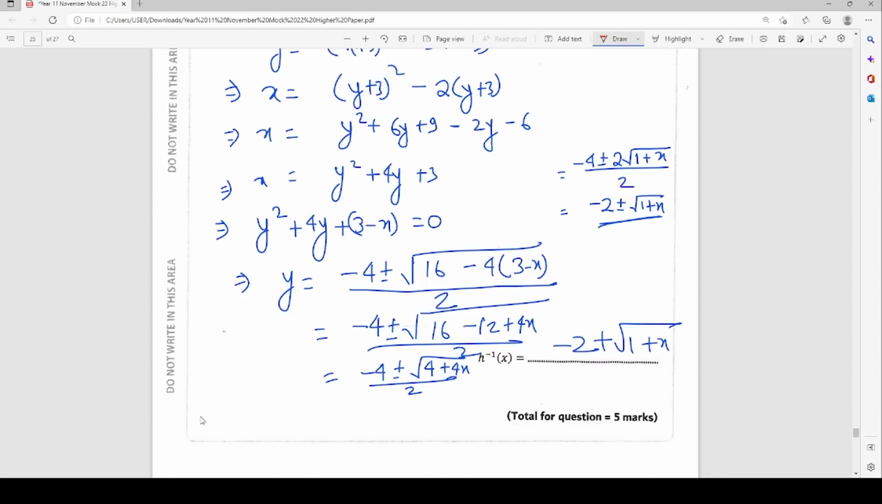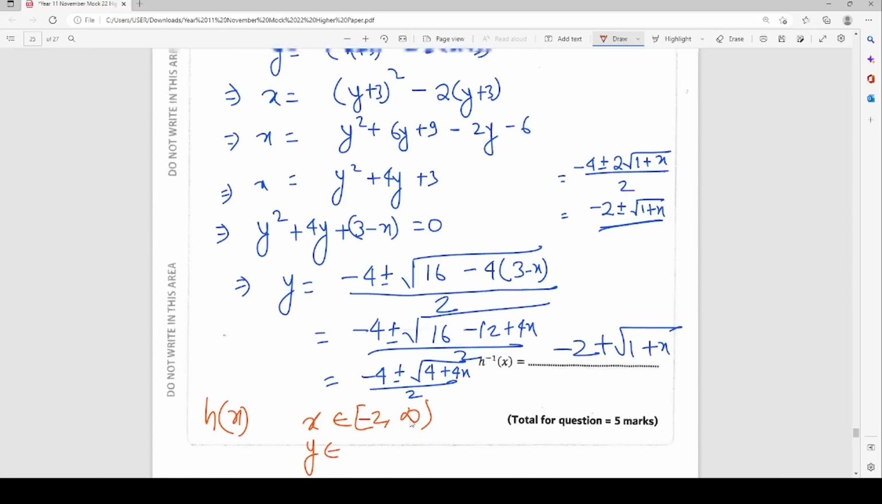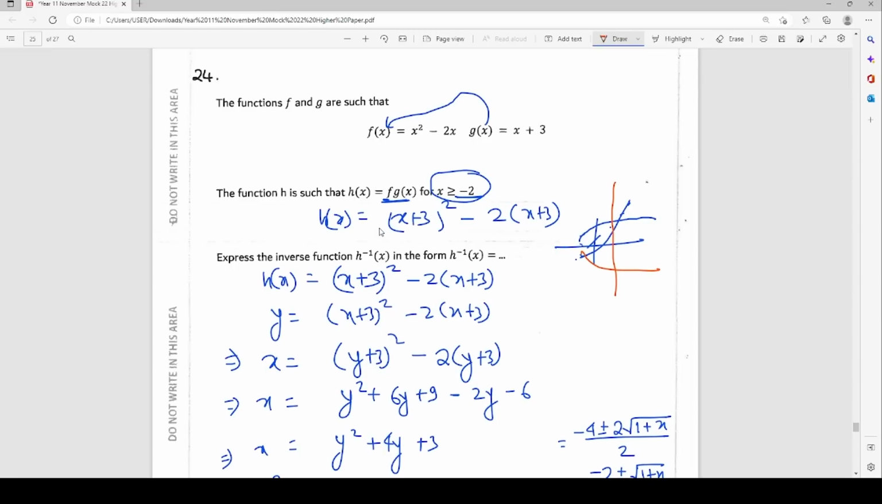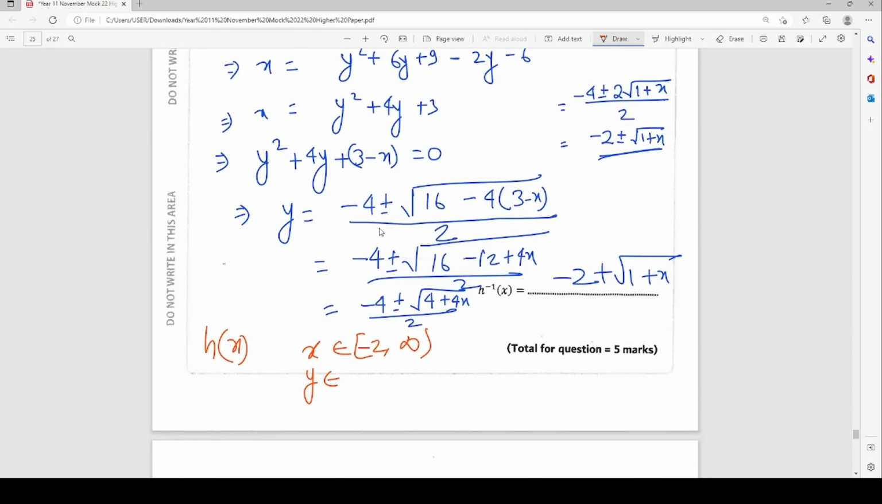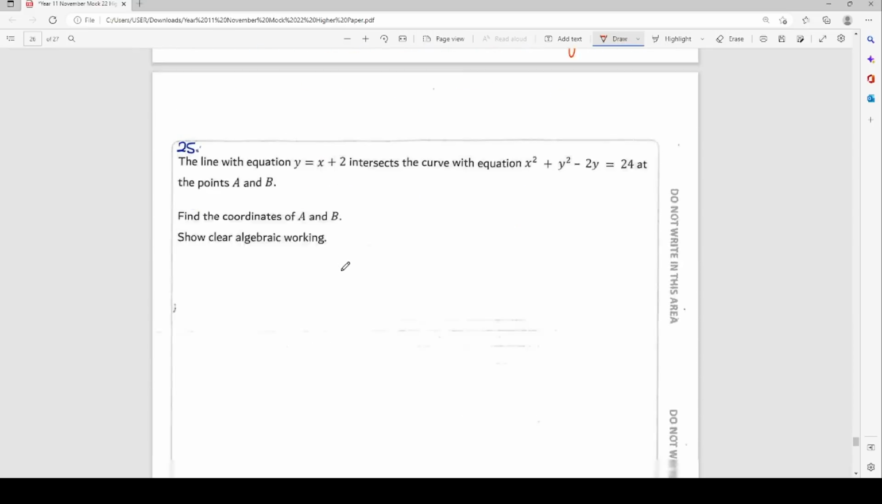I hope it is making sense, because you have to understand your h(x) has domain: x belongs to minus 2 to infinity, and y belongs to, if you put minus 2 over there, what are you getting? You are getting 1 squared, which is 1, minus 2, which is minus 1. So y belongs to minus 1 comma infinity. So when you are doing h inverse of x, it means that domain and range will exchange. So here your x will belong to minus 1 to infinity, and your y will belong to minus 2 to infinity. That's always true for a function and its inverse, and that's what my answer should be, because I can't have both plus and minus.